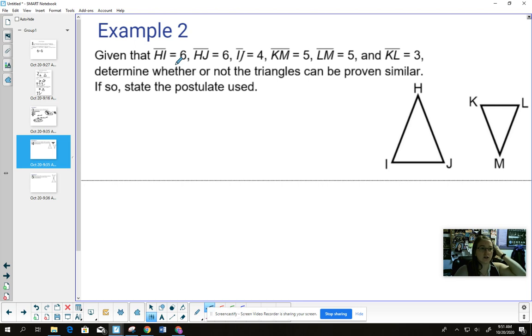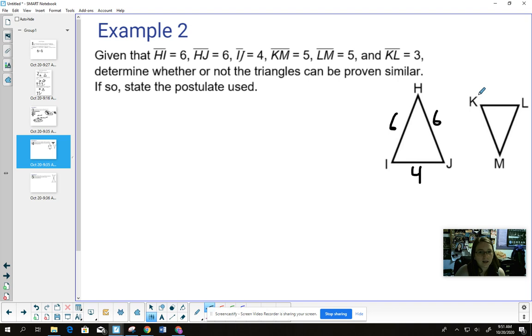Okay, let's try the next one here. So once more, copy the picture and label the information. I'll give you a moment to do that. Okay, HI is 6, HJ is 6, IJ is 4, KM is 5, LM is 5, and KL is 3.